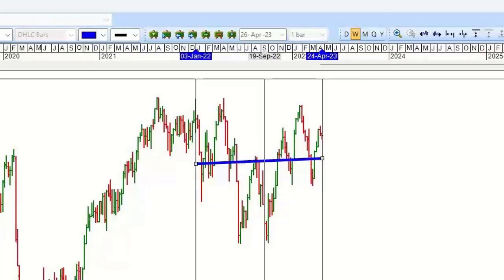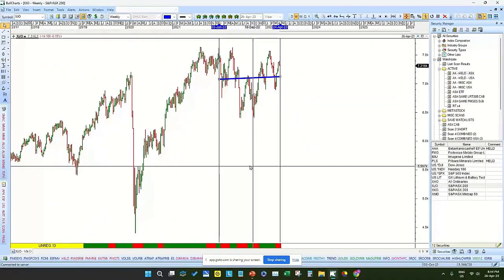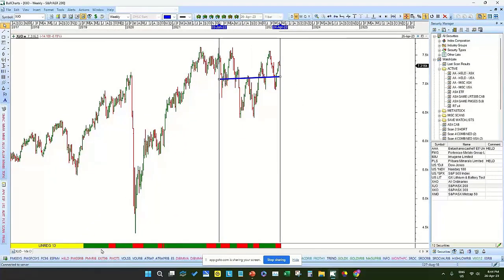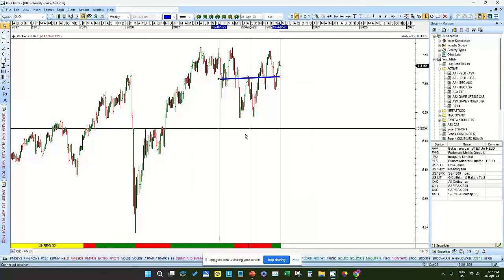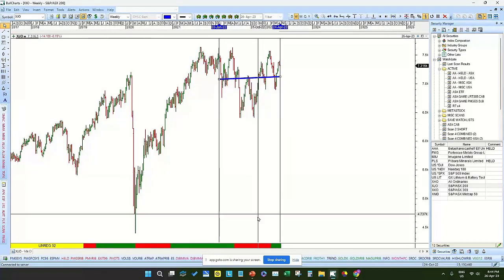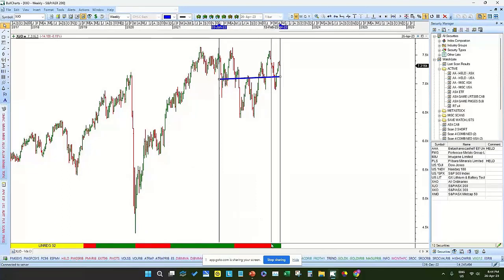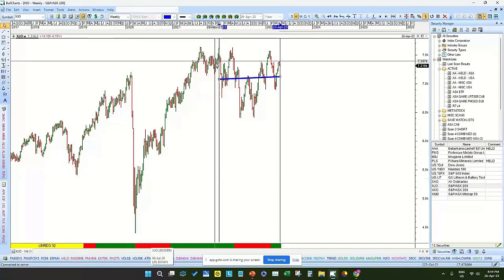Now, those of you that know me know that I love ribbons rather than putting stuff on screens, and I have at the bottom here a linear regression line of 13 bars long, and I can change that to be, if that was 52. So you can tell from this linear regression line when it's positive, when it's negative, when it's positive, when it's negative.